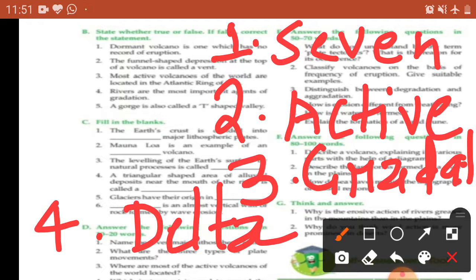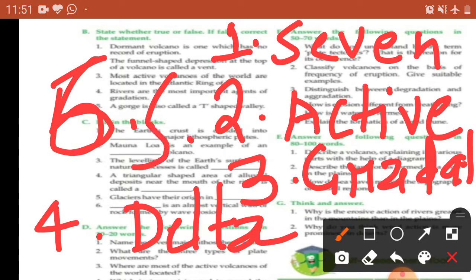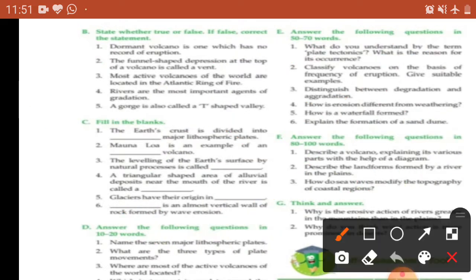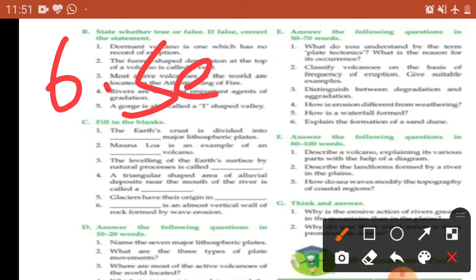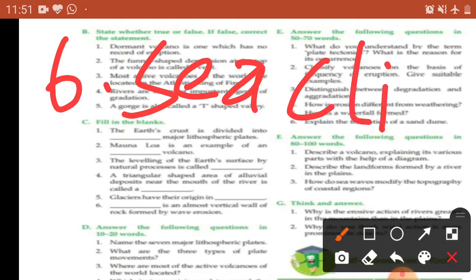Now we have, dash is an almost vertical wall of rock formed by wave erosion, and this one will be 6, and its answer will be C, cliff. So this is the answer of all questions.